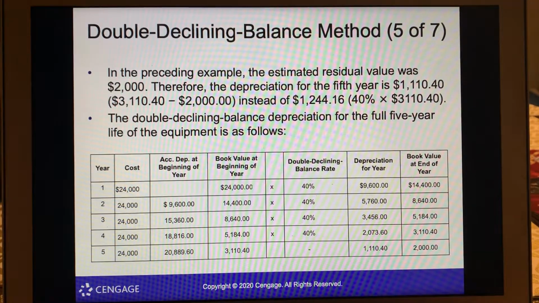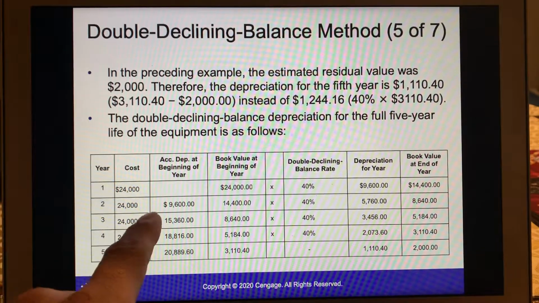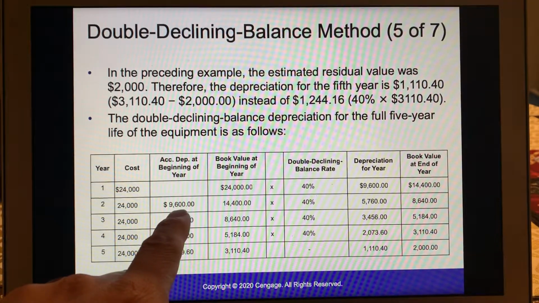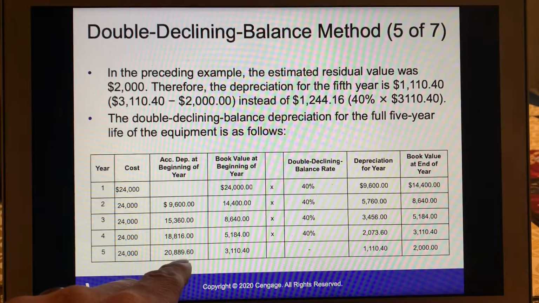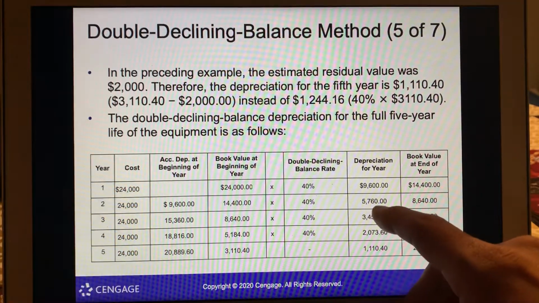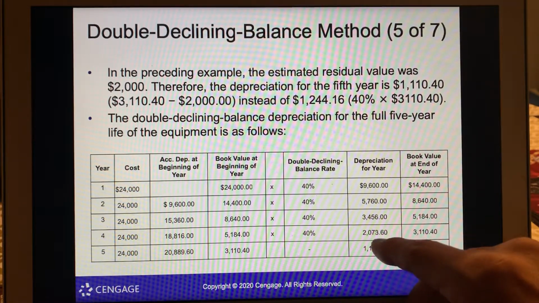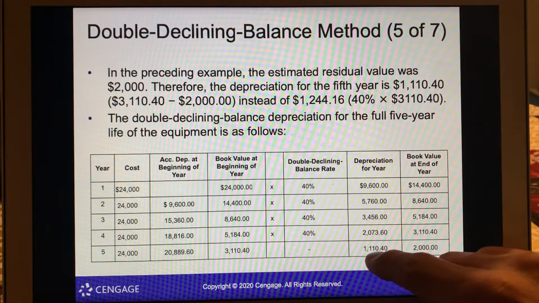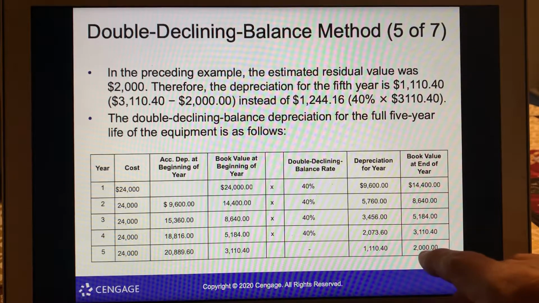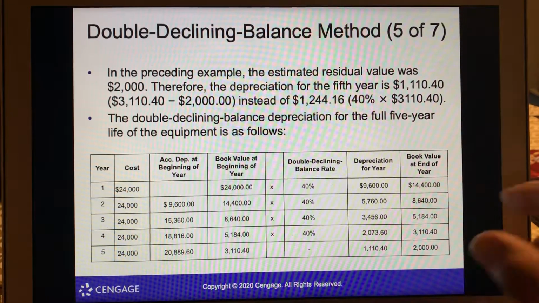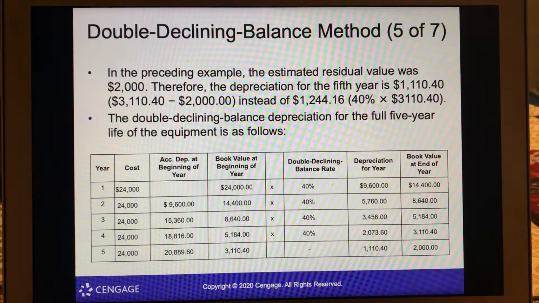So here's what this looks like. And you guys will have to create tables like this in the homework. So 24,000, this is accumulated depreciation, 9,600, 15,300, 18, 2,000. Oh, hang on one second. So our depreciation for each year decreases until it hits 2,000. Once you get to this year, you just have to take the remaining balance to get it to 2,000, because once you go below 2,000, that's your scrap value, or salvage value, or residual value. Okay.